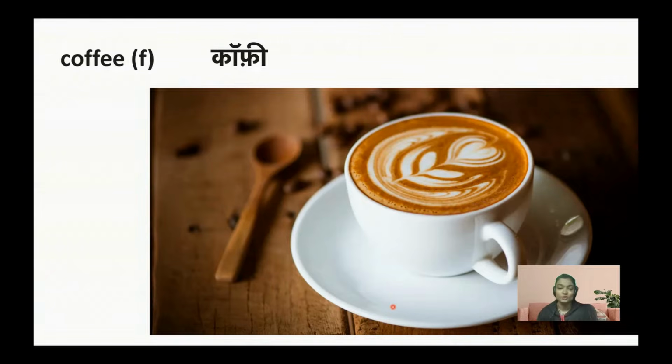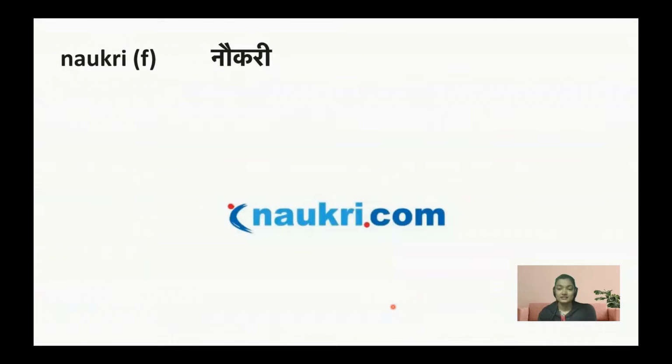And mind you, all the beverages are not feminine. Coffee is feminine. Chai is feminine, chai is tea, whereas doodh is not. Doodh is milk. Doodh is masculine. Then naukri. Naukri means job. Naukri is feminine. And there's a portal with the same name, naukri.com, where people find jobs.